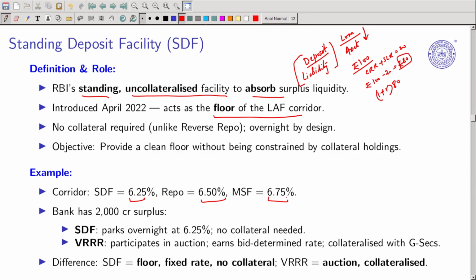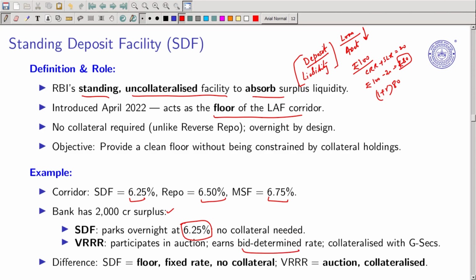Now, if banks have 2000 crore rupees of surplus, so this is the example we have given, then they can park it overnight at 6.25% with the RBI with no collateral, and the rest of the amount they can go through the variable reverse repo rate operation. We call it VRRR, right, and at whatever is the bid rate.